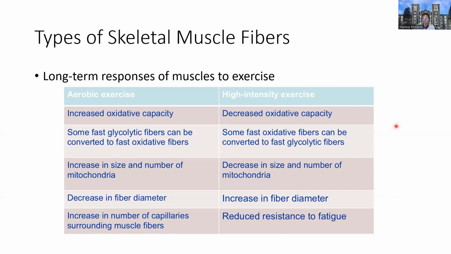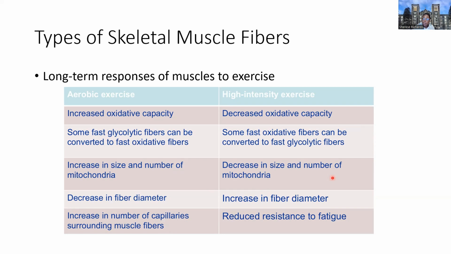On the other end of the spectrum, we have high intensity exercises, which typically will condition your body to have more of a reliance on anaerobic glycolysis and less of a reliance on oxidative glycolysis. So you have a decreased oxidative capacity. You can convert some of the fast oxidative fibers to be fast glycolytic fibers. So again, that oxidative to glycolytic conversion because of the type of activity that you're doing. You can decrease the number and size of mitochondria. You can increase the fiber diameter.